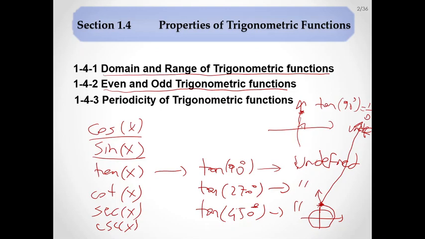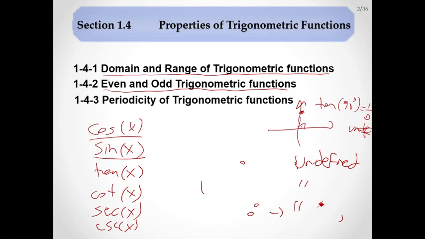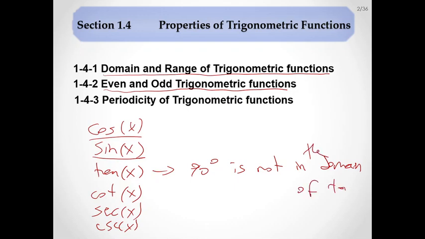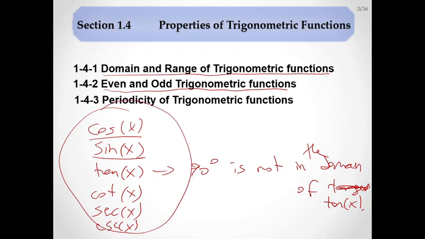So as you see, for some x values or for some angles, we cannot calculate the value of tangent. So then we say 90 degrees is not in the domain of tangent x. So what is the situation for all of them? Especially we will pay attention to these 3 of them, because the others are just 1 over the others, so we'll pay attention to them.